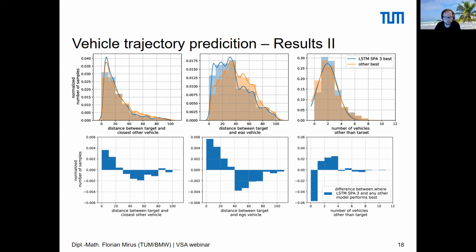And hereby we can see that in crowded situations where the distance between the target and the closest other vehicle is smaller than 20 meters, and where the distance between the target and the ego vehicle is smaller than 20 meters, whereas at the same time there are at least 3 other vehicles present in the scene, those are the type of situations where the models actually benefit from this kind of representation.